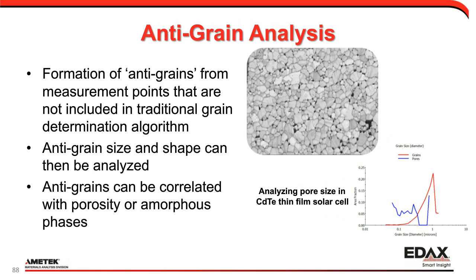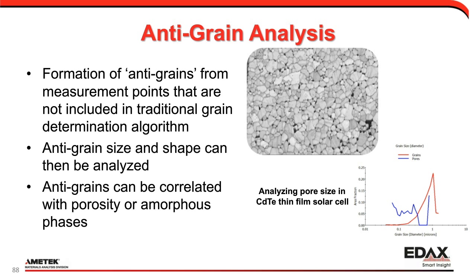Anti-grain analysis. I mentioned before when we looked at grain size calculations, we grouped together points with similar orientations as the same grain. So what anti-grains do is say, look, what points are left over? Can we group those together so that even though they may not have the same orientation, they're still spatially correlated? If you get 10 points together that all don't index, that may indicate something, and we've called that an anti-grain. We've seen that can be correlated with things like a crack, porosity, or amorphous phases.